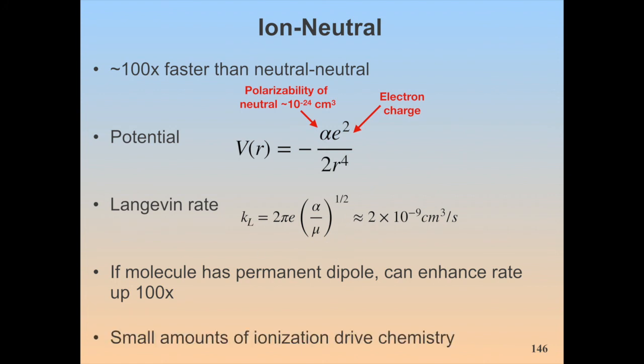Right. But the important thing we want to get from this, because our rate here is so much higher than what we had for the neutral-neutral reactions, is that small amounts of ionization drive a lot of chemistry. So even though the amount of ionized molecules in the interstellar medium is actually fairly small, that actually does drive most of the chemistry going on there.